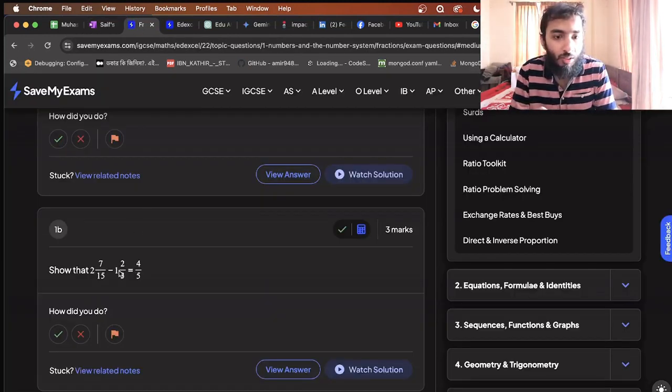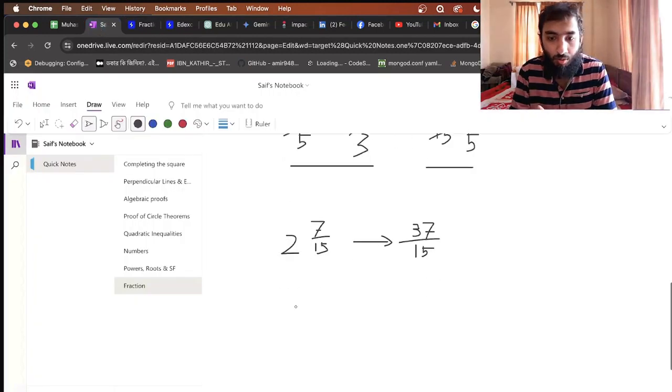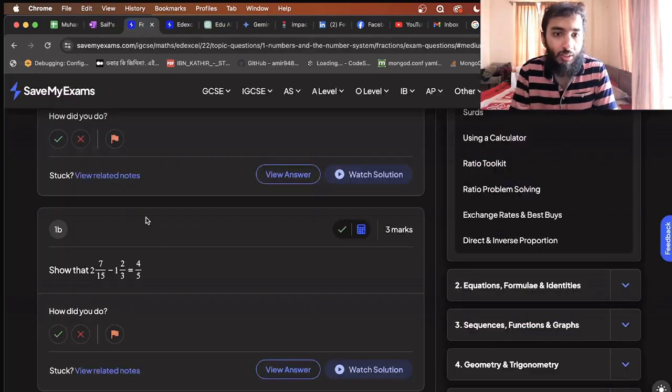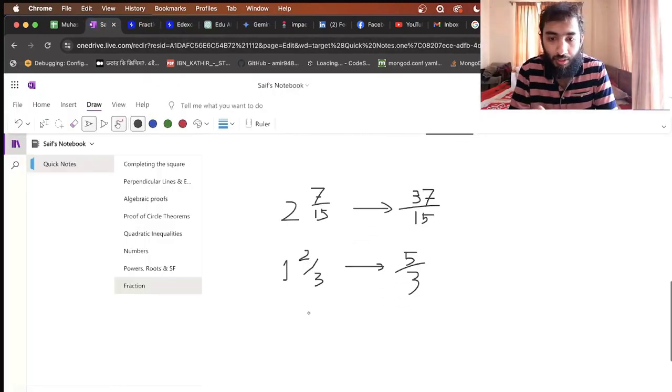What is the representation of 1 2/3? It is 3 multiplied by 1 plus 2, so it is 5/3. And what is the representation of 4/5? It is 4/5, which is already in the original form.